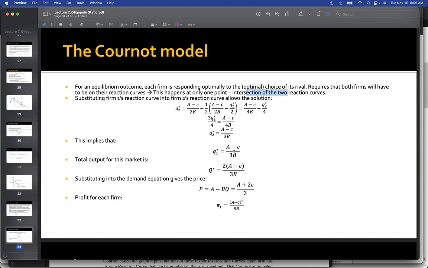Now, I have a math question for you guys. If I produce 2/3 of a monopoly output and you produce 2/3 of the monopoly output, what's the total output? Is that bigger than monopoly output or smaller? 2/3 plus 2/3, what is that? In the chat. Oh, it's 2/3 actually, because it's 2 over 3 times (A minus C) over 2B.